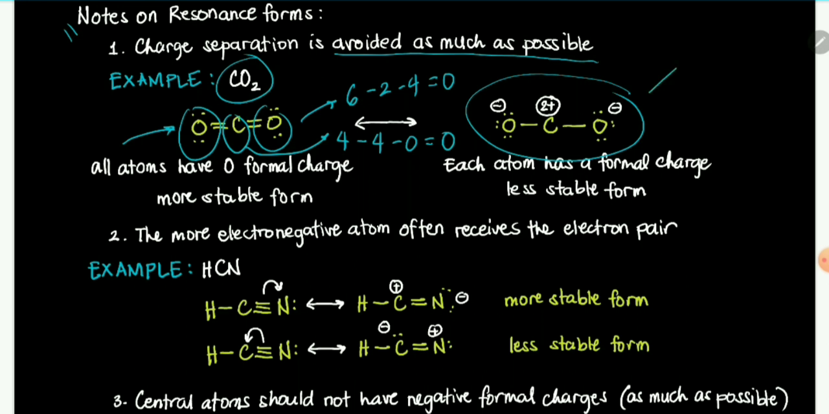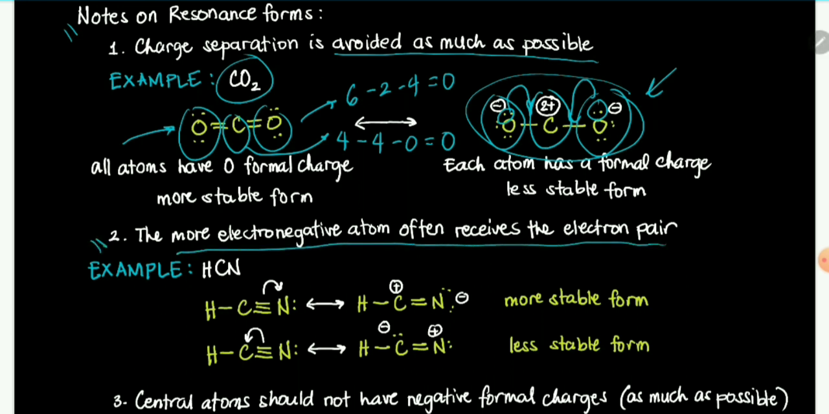So, sa example na to, hindi siya masyadong stable kasi -1 yung formal charge ng ating mga oxygen, tapos +2 yung formal charge ng ating carbon. So, pwede namang mag-donate ng electrons yung ating oxygens para mag-double bond na lang sila at mag-zero na lahat ng formal charges. So, kung meron tayong possibility ng mas stable na Lewis structure, yun yung ating isusulat. Okay? So, for the next one, the more electronegative atom often receives the electron pair.